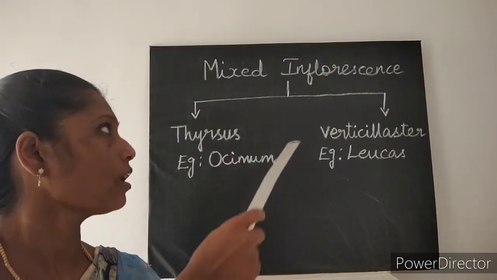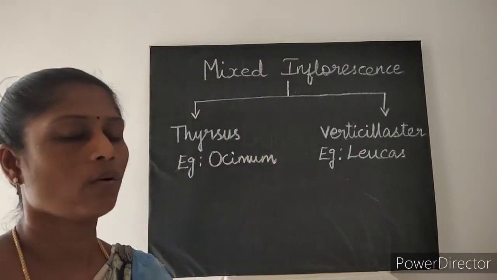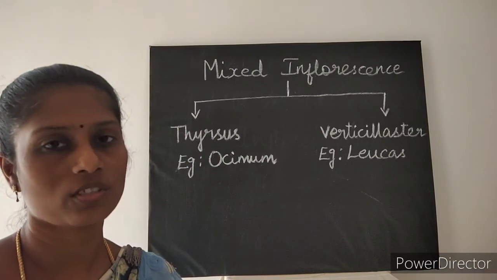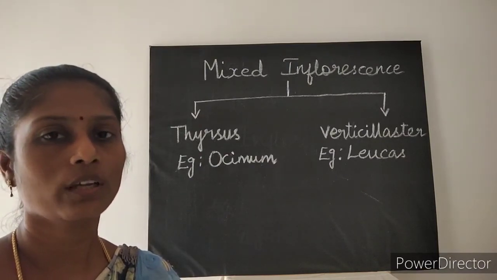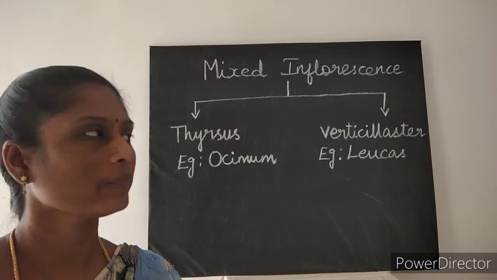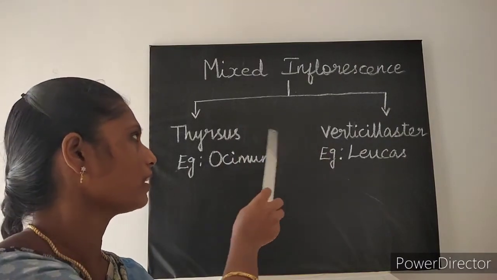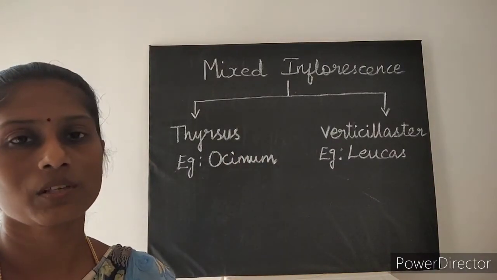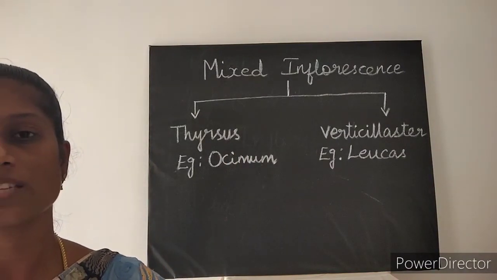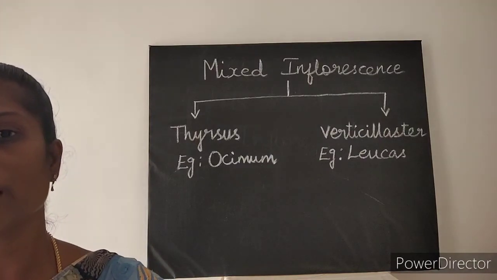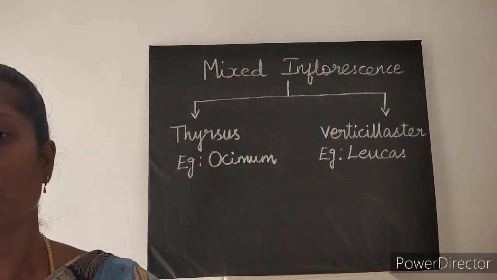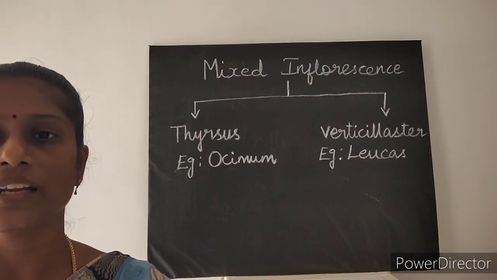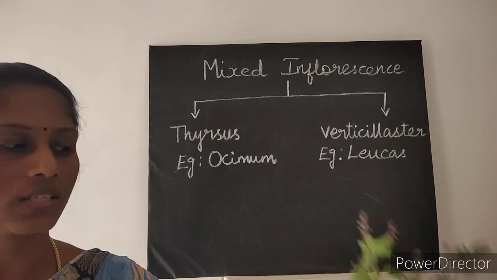Mixed inflorescence. What is mixed inflorescence? Mixed inflorescence is a combination of both racemose and cymose. There are 2 types of mixed inflorescence, namely thyrsus and verticillaster. What is thyrsus? Thyrsus means raceme of cymes. Here the main axis is indefinite and the central axis bears lateral pedicellate cymes. Example: ocimum.